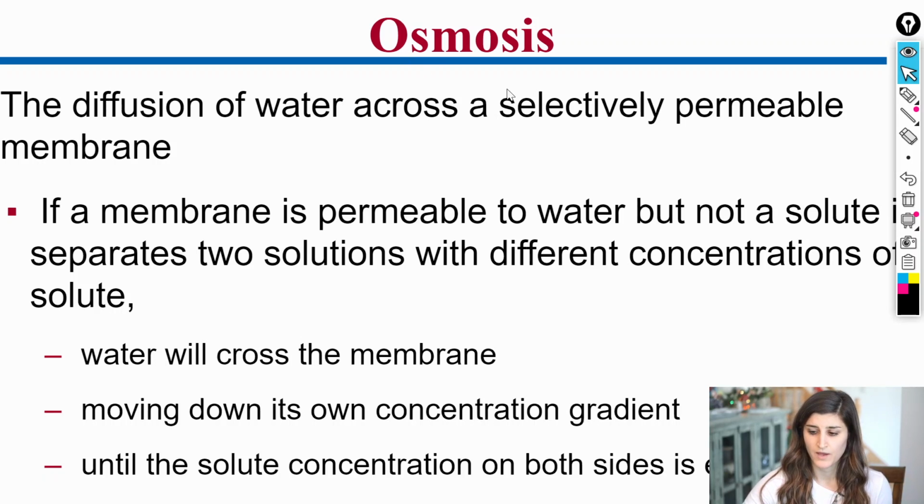So here we have our definition: osmosis is the diffusion of water across a selectively permeable membrane. So remember that a selectively permeable membrane is referring to a membrane that only allows certain things to move in and out of the cell. So it's selective.